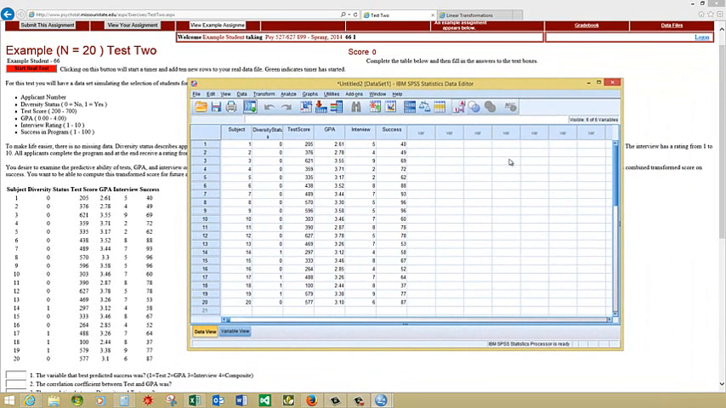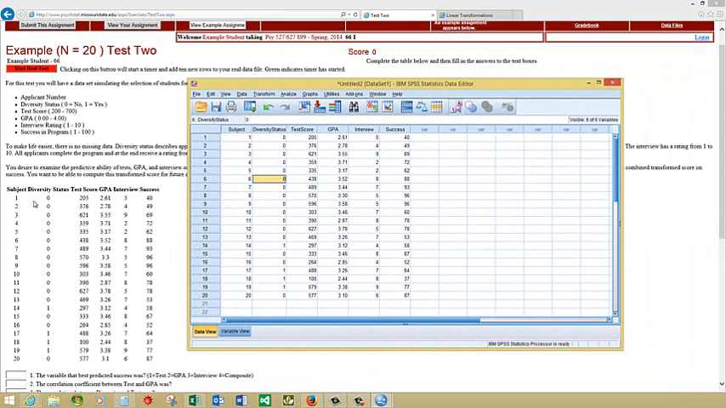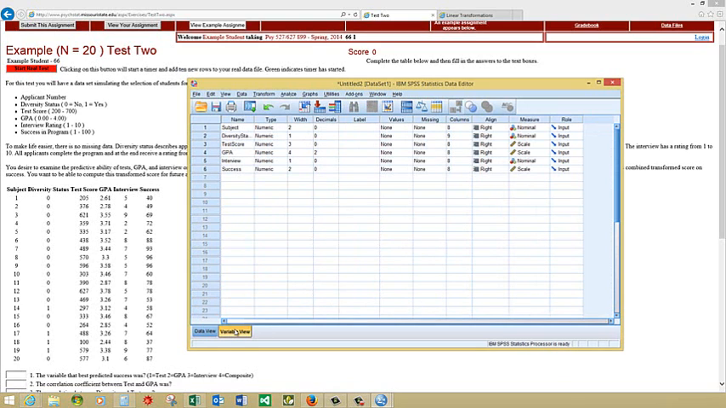And our data file. We're going to look and make sure that our data file matches our actual data. Subject 1, 0, 205, 2.61, 5, and 40. And we'll look at subject 20. So we've got 20, 0, 577, 3.10, 6, and 87. Looks good. Our variable view looks good. They're all numeric. We might want to change the interview to a scale.